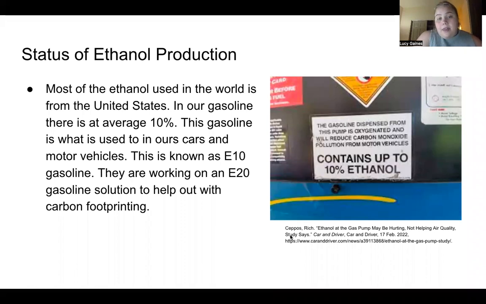The status of ethanol production. Most of the ethanol used in the world is from the United States. In our gasoline, on average, there's 10% ethanol. This is the gasoline that's used in most of our cars and vehicles. They are working to make E20 gasoline useful for all engines. And then there are a lot higher numbers of ethanol in some gases, but only very specific cars can have that type of gas in their car.